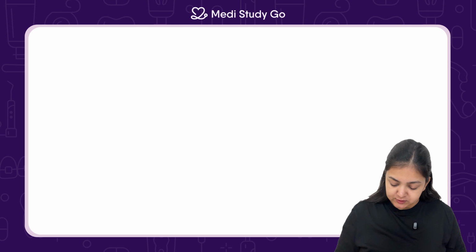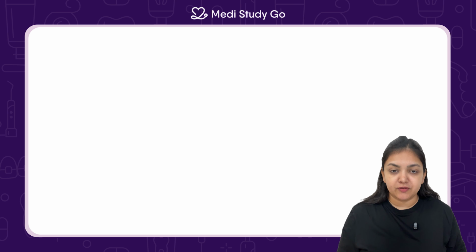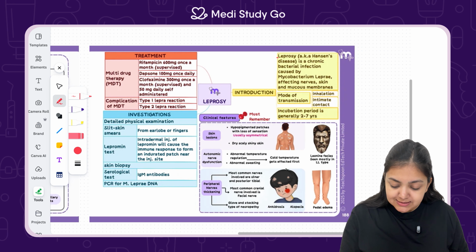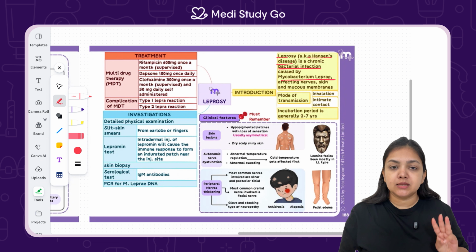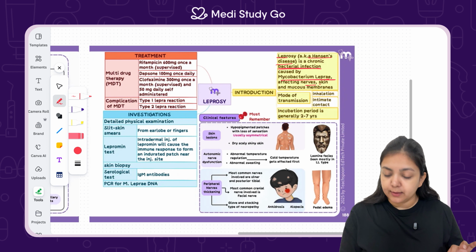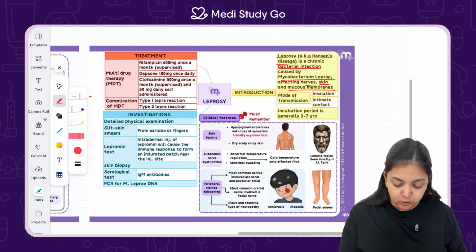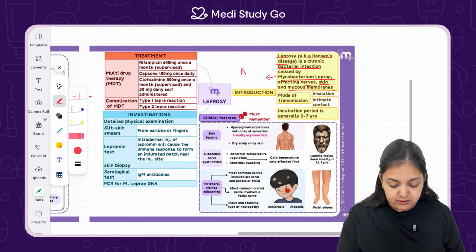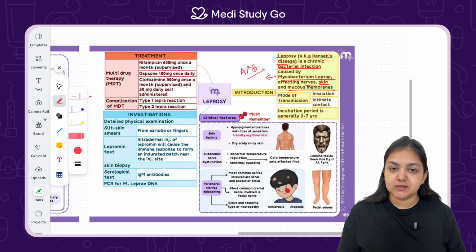So let's get into the lecture for today, which is leprosy. So to start with, what is leprosy? How is it caused? What is its causative agent? Leprosy, also called Hansen's disease, is a chronic bacterial infection caused by Mycobacterium leprae and affects three main tissues: nerves, skin, and mucous membrane. The bacterium is Mycobacterium leprae, which is an acid-fast bacilli. The mode of transmission is inhalation or intimate contact, and incubation is generally 2 to 7 years.